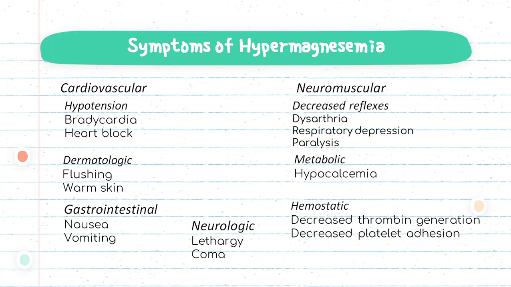In hypermagnesemia, the most frequent symptoms involve cardiovascular, dermatologic, gastrointestinal, neurologic, hemostatic, metabolic, and neuromuscular systems.